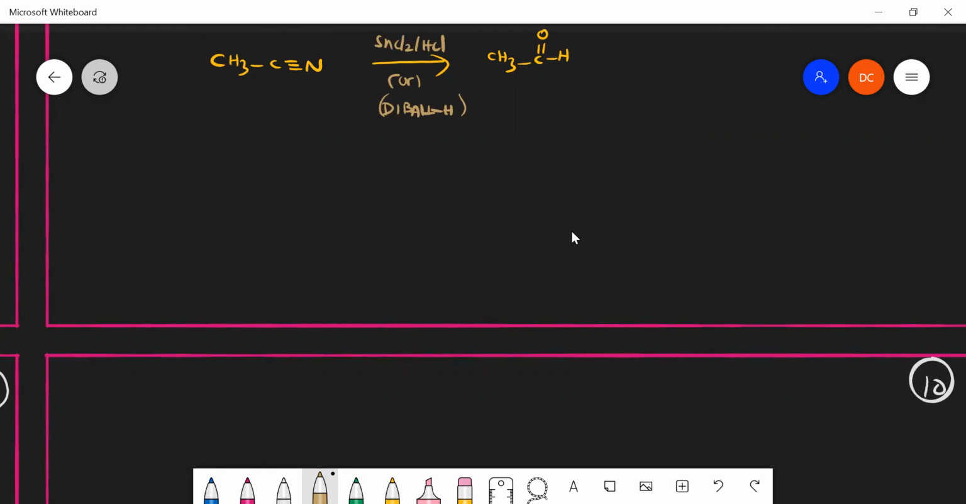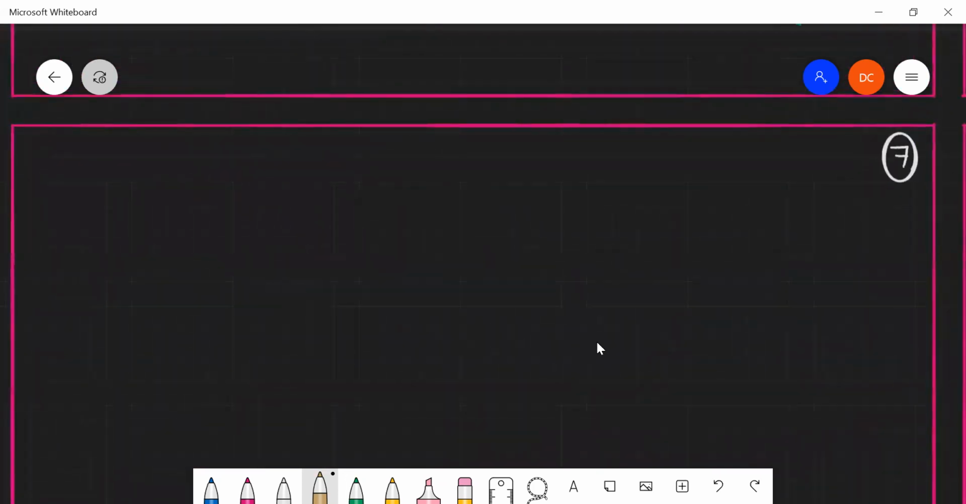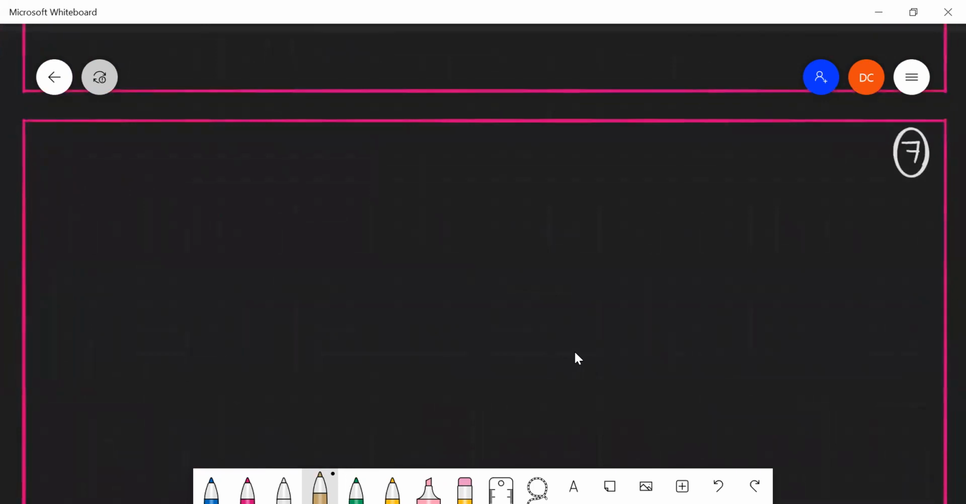Okay, and the next one is properties of aldehydes and ketones. So what are all the properties? The first property is physical state.